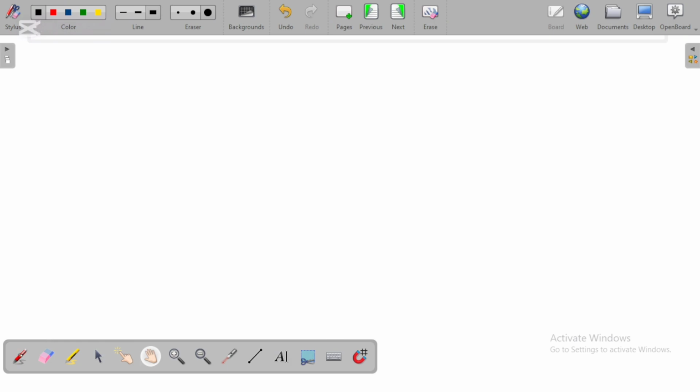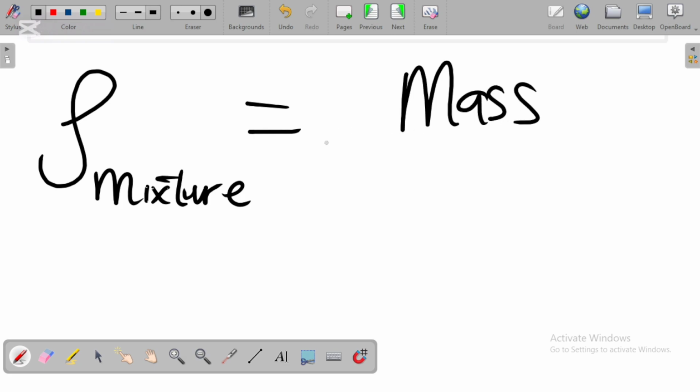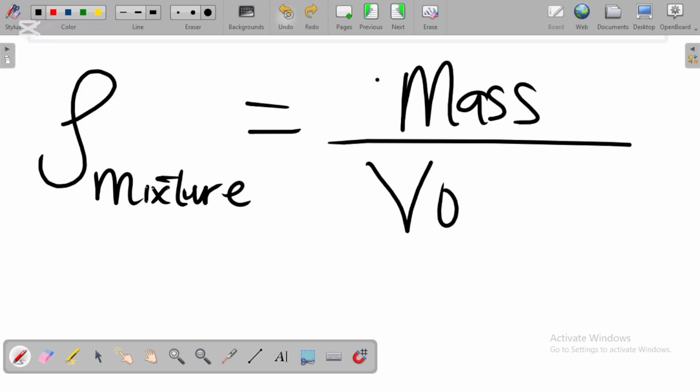And we are asked to find the density of the mixture of both water and alcohol. So what's the formula we're going to use? The density of the mixture, so density subscript mixture is equal to, remember that the formula of density is mass divided by volume. Formula of density is mass divided by what? Volume. Let me write it properly. Mass divided by volume.